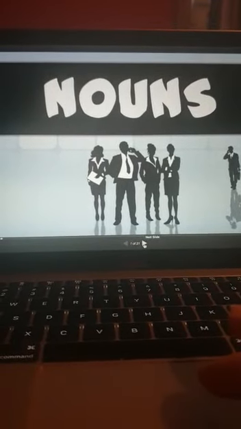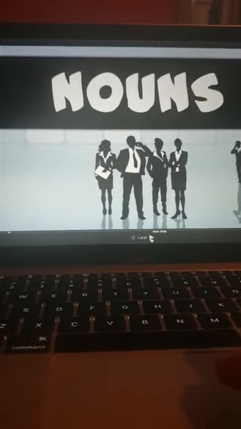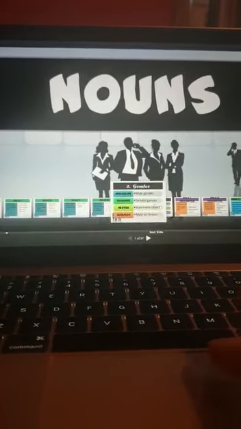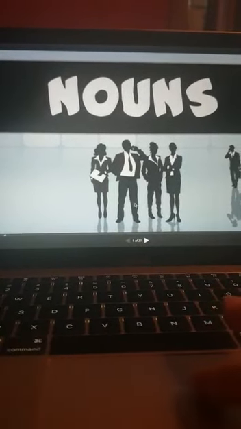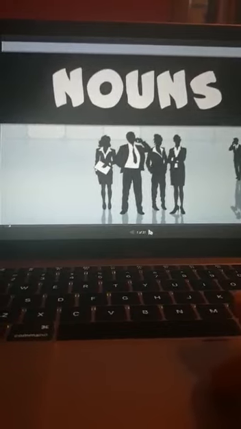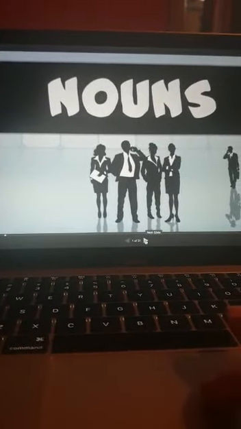The topic for today is one of the parts of nouns. That means it is related to nouns only. So, let's have a quick look at the main topic, nouns, which we have already done.